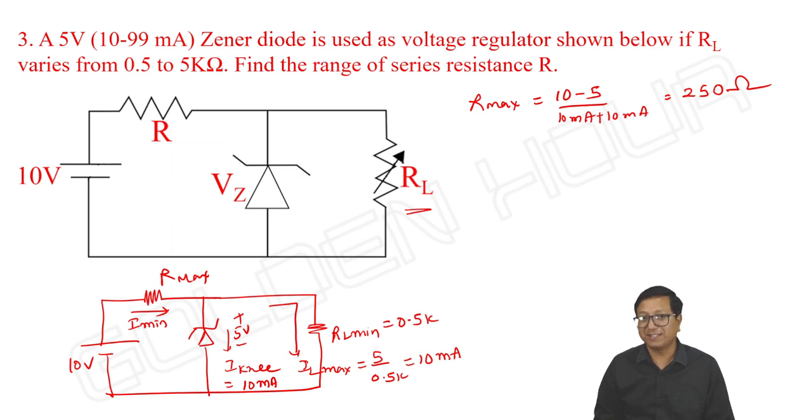Here you can see the influence of RL on I. That's possible if and only if R is variable. If R is not changing, I depends only on V input. Now I depends on RL. Input is constant, RL varies, IL will vary, and IZ can't fall below knee current. Obviously, I is changing. Okay, R maximum.